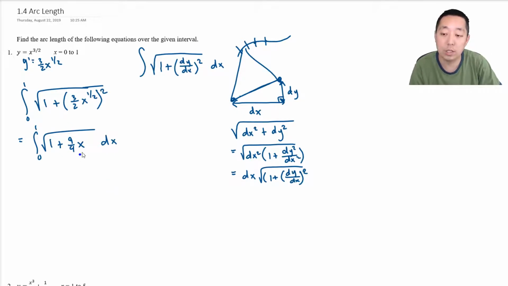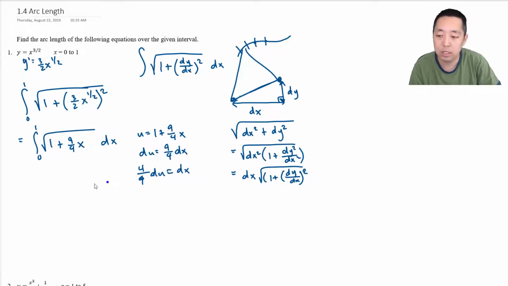Now, I can simply do the antiderivative of this, or I can do u substitution. u equals 1 plus 9/4 x if you want. So du is equal to 9/4 dx, therefore 4/9 du is equal to dx. Let's do the bound conversion while we're at it. u of 0: when I plug in 0 for x, I'm going to get 1. And u of 1 is equal to 1 plus 9/4, which is 13/4. So this is going to integrate from 1 to 13 over 4.